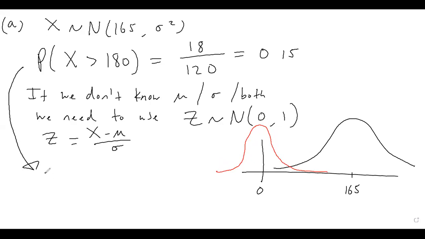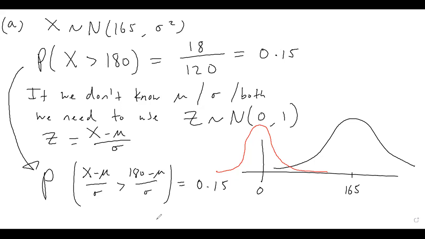Now what we're going to do is take our probability and manipulate the inequality inside our probability function. So we've got an inequality. What you do to one side, you must do to the other side. So (x − μ)/σ is bigger than (180 − μ)/σ. And again, this probability is the same as that, we're just doing the same thing to both sides. So the probability is still 0.15, so 15%.